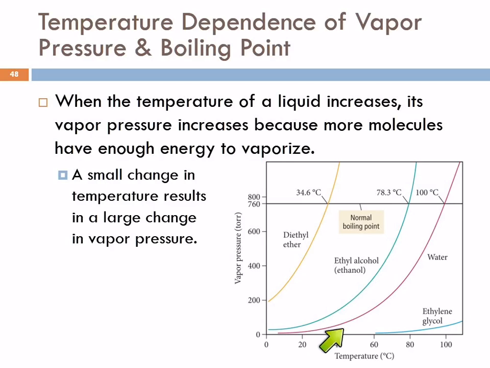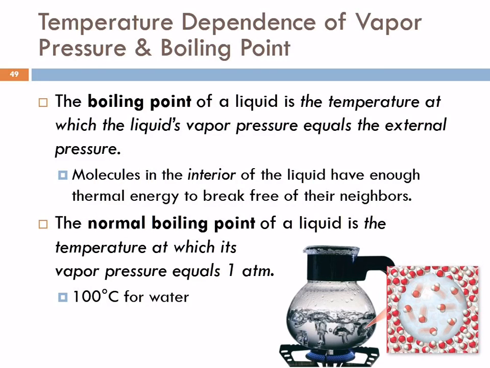As we increase the temperature of water, the vapor pressure increases and increases, and when we get to 100 degrees Celsius, the vapor pressure equals atmospheric pressure. The particles on the inside of the liquid now have enough thermal energy to break away from their neighbors and form little pockets of gas. And those are the bubbles we observe when we see a liquid boiling.